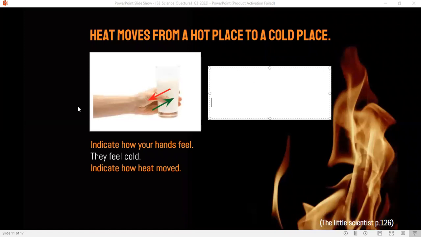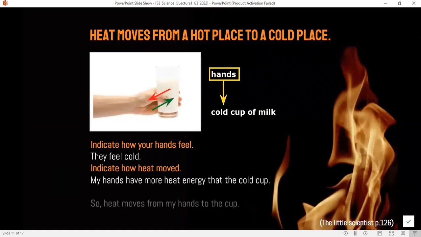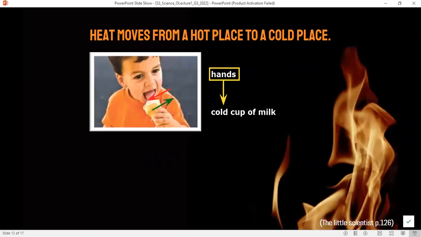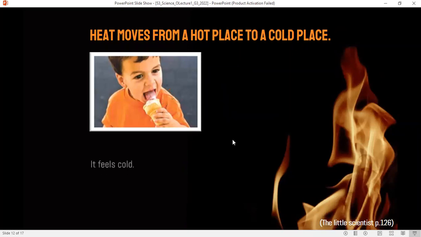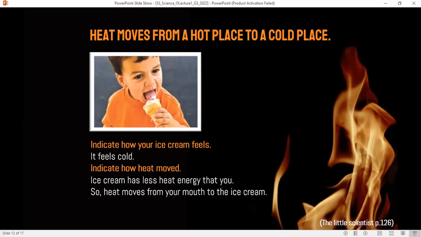So heat energy moves from the hands to the cup. Why? Because heat always moves from the hot things, the hot place, to the cold place. So how does heat move? It moves from the hands to the cold cup. Why? Because the hands are more warm than the cup. The ice cream and the tongue. Your tongue feels cold and the ice cream feels cold. How does heat move? From your tongue, from your mouth to the ice cream, or from the ice cream to the mouth? Yes, from your mouth to the ice cream. Why? Because the ice cream is cold and you are warmer.